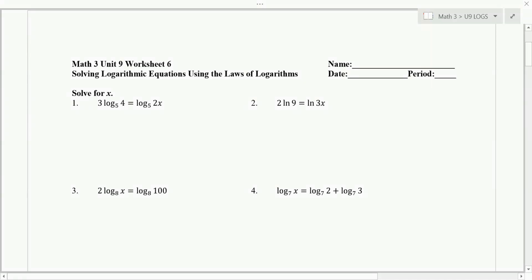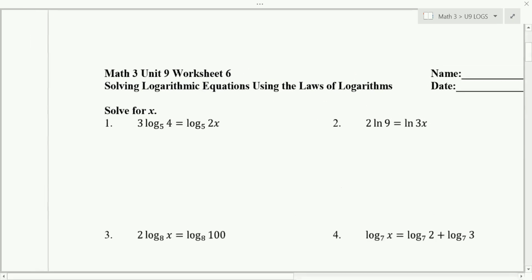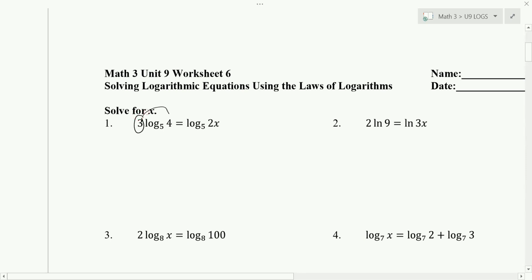I'm going to work through some problems from the Math 3 Unit 9 Worksheet 6, starting with number 1. Here we want to solve for x. To do this, we need to isolate a log on each side, and there can't be a number in front of a log. So we're going to use the properties of logs to get to that spot where each side is equal to a log of a base.